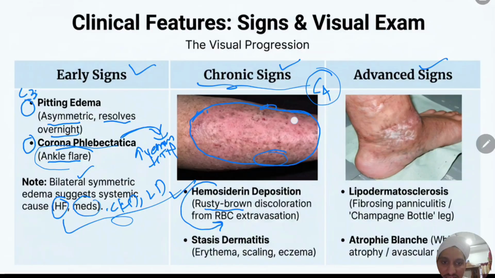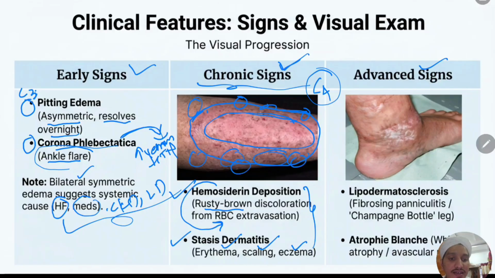Here, this erythema is because of dermatitis, and here you can see rusty brown, towards the blackish side. Some blackish discoloration will be there. This is because of extravasation. With stasis dermatitis there will be erythema, scaling, eczema, and itching. So the presence of this discoloration and stasis dermatitis points out that the problem has become chronic now.